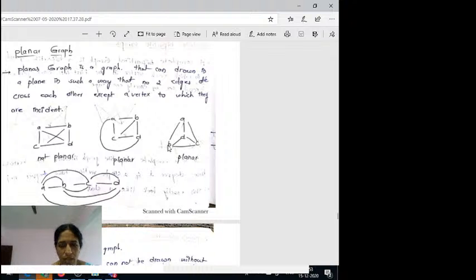Then D to B is also an edge, and D to C is also an edge. So this is also a planar graph. Suppose A to B is an edge, A to C is an edge, and A to D is also an edge.